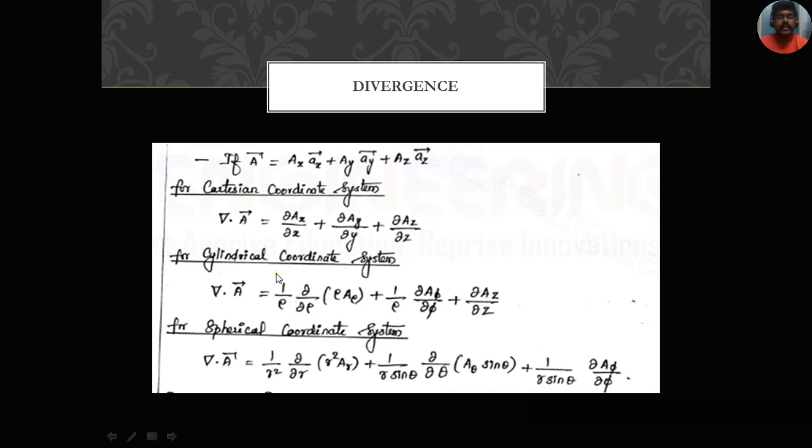For cylindrical coordinate system, del dot A is equal to 1/ρ into ∂/∂ρ of ρ into Aρ plus 1/ρ into ∂Aφ/∂φ plus ∂Az/∂z.